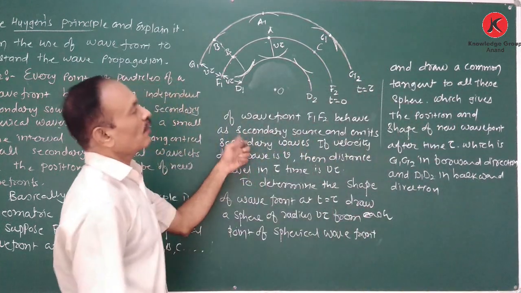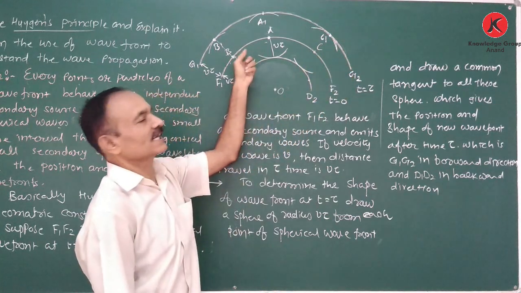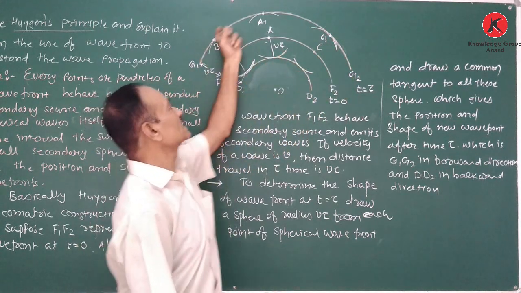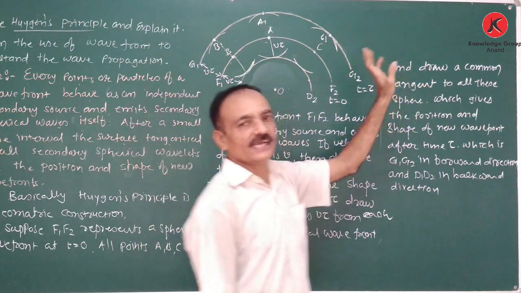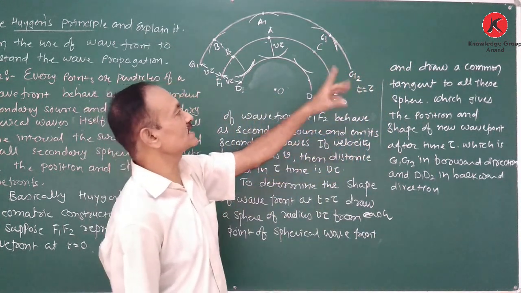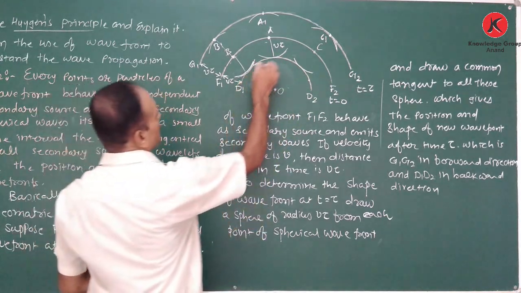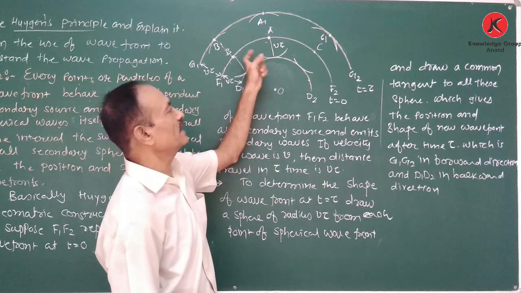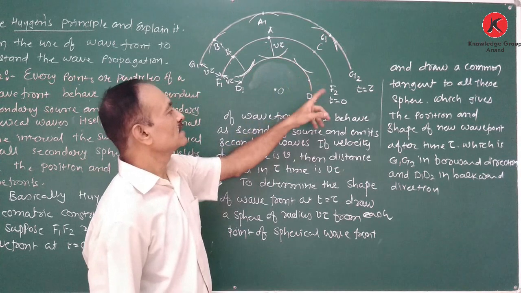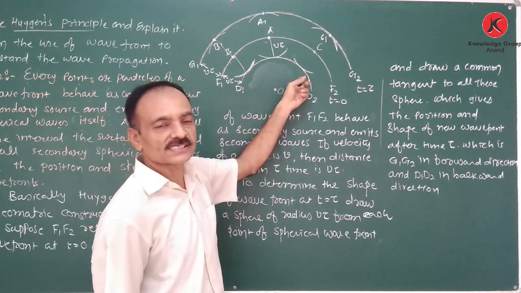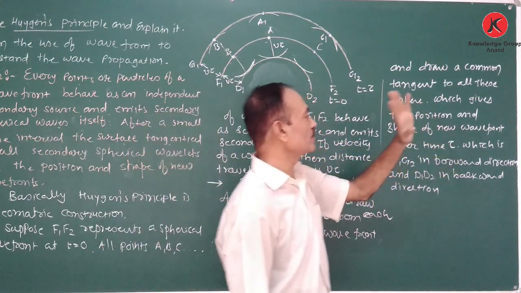Now, the common tangential to all these secondary spherical waves, that tangential G1, G2, gives the new shape and size or the position of the new wavefront at time t equal to tau. In a similar way, D1, D2 is also the tangential surface to these secondary spherical waves. Therefore, that also gives the position and shape of a new wavefront at time t equal to tau.